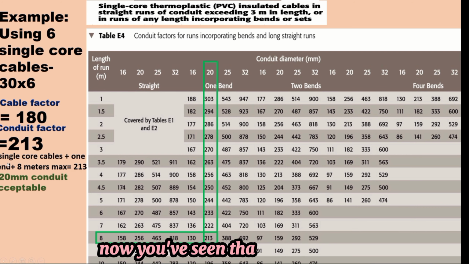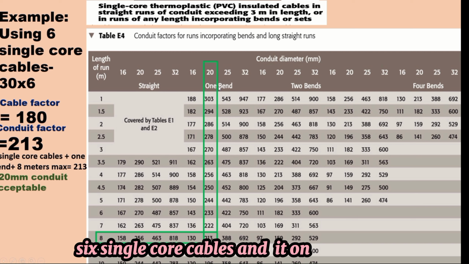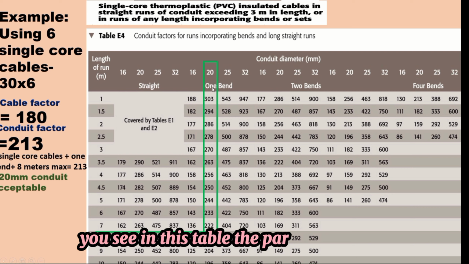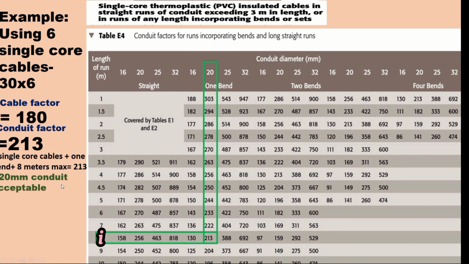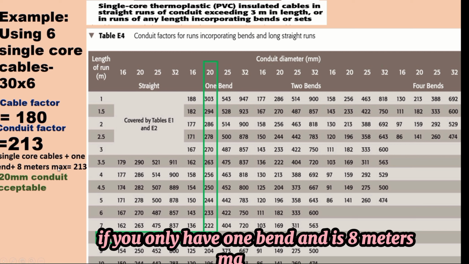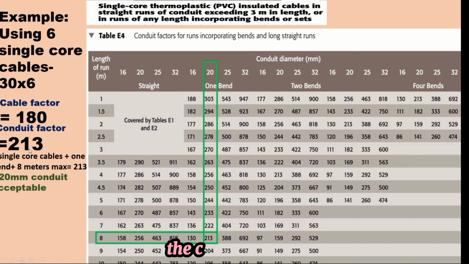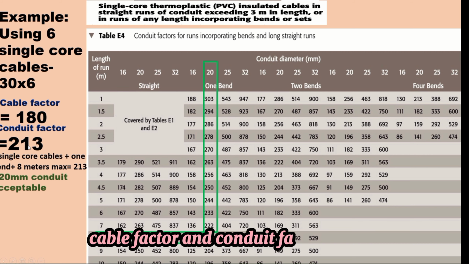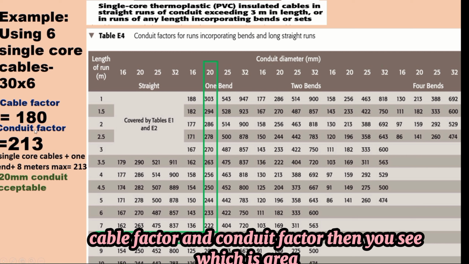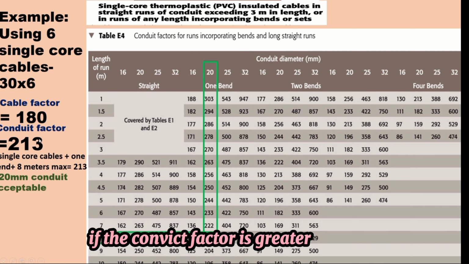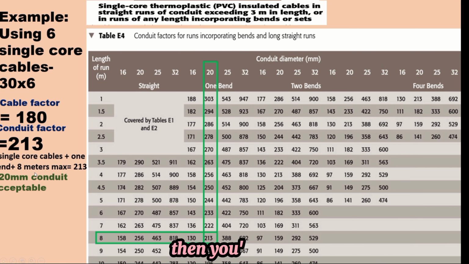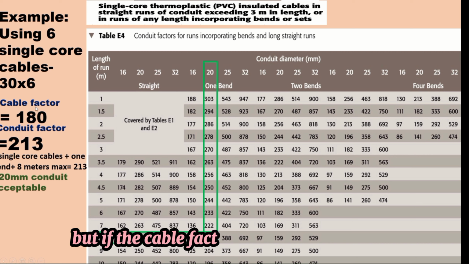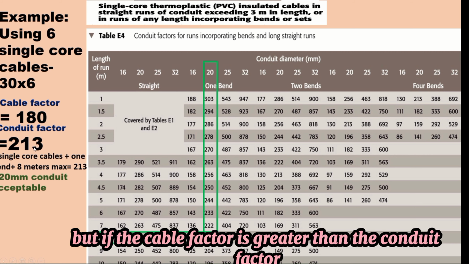Now you've seen that if you install 6 single core cables and it only has 1 bend, you see in this table, the part that we select is the part of 1 bend. If you only have 1 bend and it's 8 meters maximum, that is the length of run, the conduit factor is 213. So what you need to do generally when you have those two pieces of information, cable factor and conduit factor, is see which is greater. If the conduit factor is greater than the cable factor, then you are good to go. But if the cable factor is greater than the conduit factor, then you have a problem here.